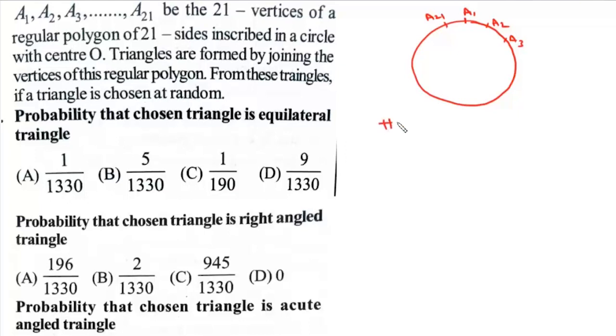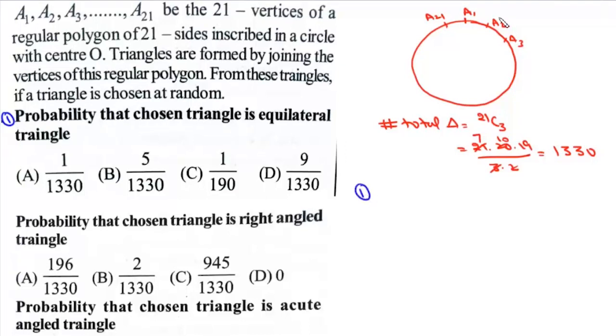Now the total number of triangles that can be formed is given by 21C3, and 21C3 is 21 into 20 into 19 divided by 3 into 2. Now this is 7 and this is 10, so it will be 1330. So total number of triangles that can be formed is 1330. Now we need to find the probability that the chosen triangle is an equilateral triangle.